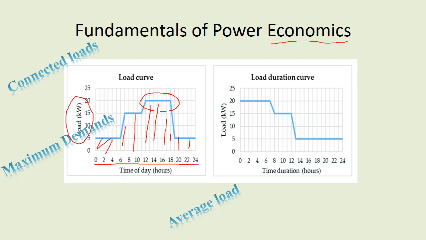So the average load is the number of units in kilowatt hour generated in a day upon 24 hours. So it is the ratio of the number of units in kilowatt hour generated in a day upon 24 hours. So that is your average load.